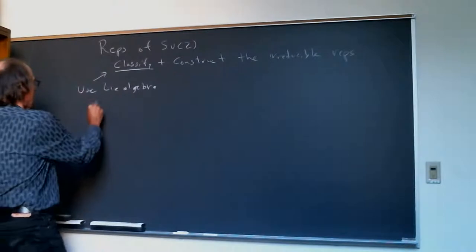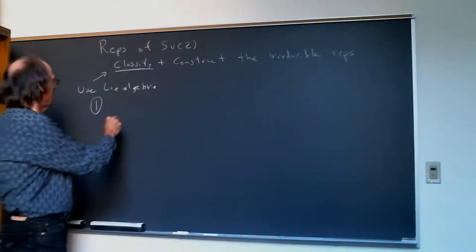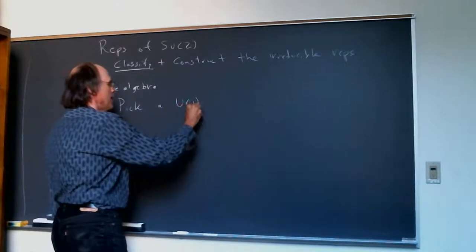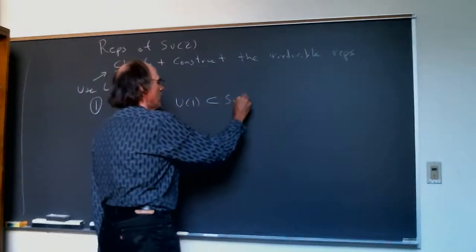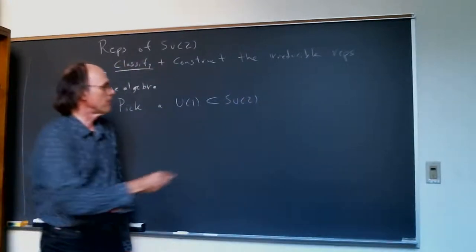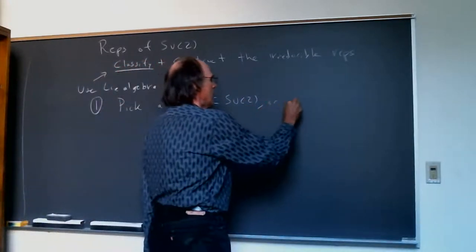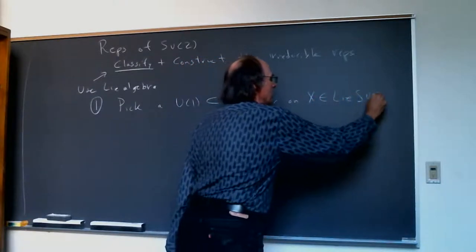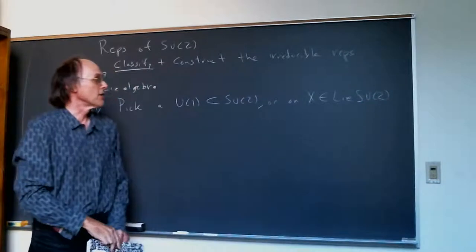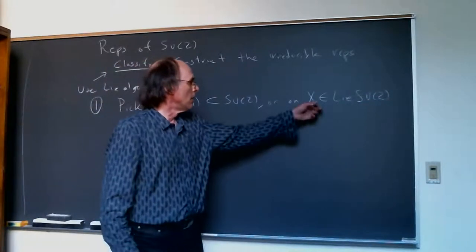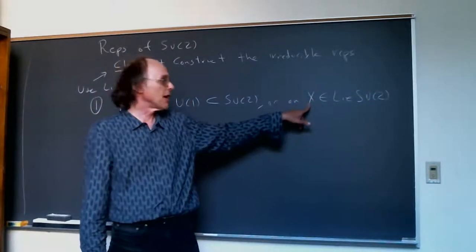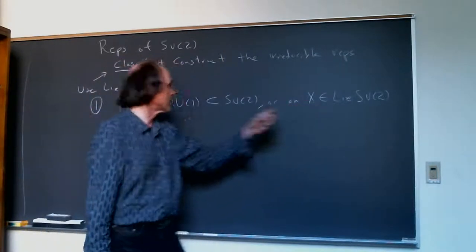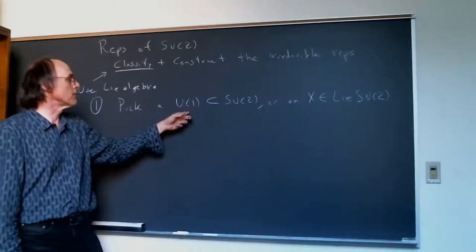Okay, so the first step, which I talked about last time, was to pick a U1 inside SU2, or if you like, just pick an X in Lie SU2. If you pick some specific thing in the Lie algebra, then if you exponentiate that, you're going to go around a circle and come back to where you started. So that's going to give you a U1 subgroup in here.